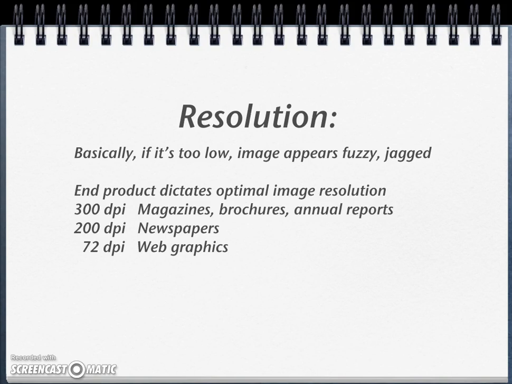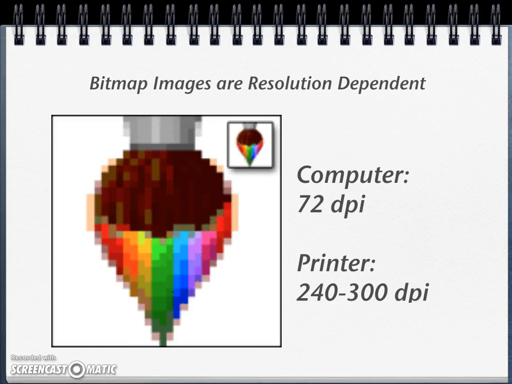The end product dictates the optimal resolution image. Magazines use 300 dots per inch, printers. Newspapers use 200. Computers require 72 dots per inch, which means that if you're looking at the image and you can see the jagged part, the resolution is too low.